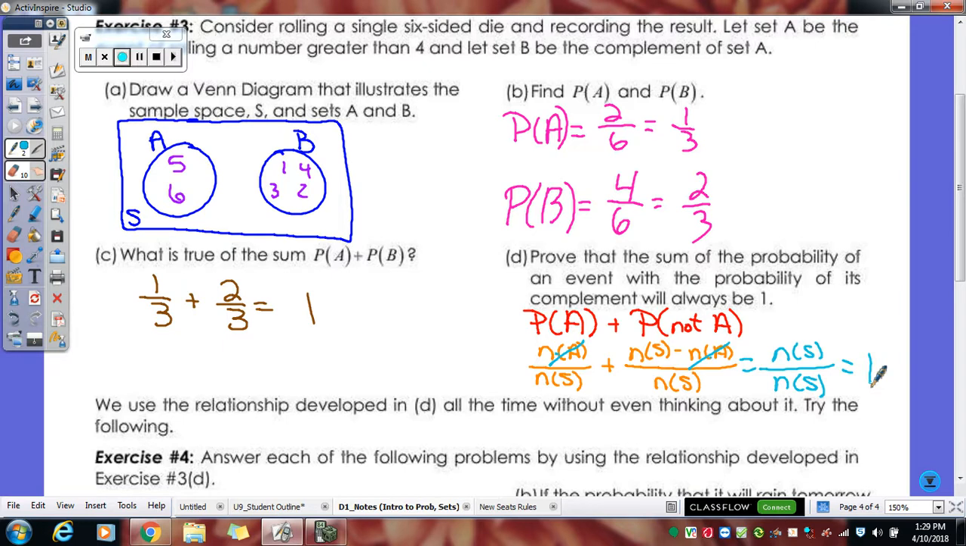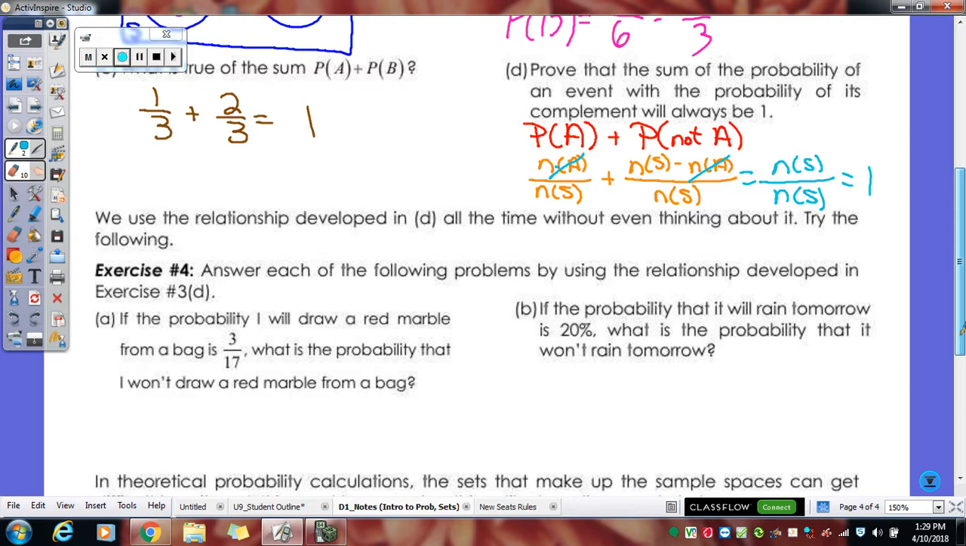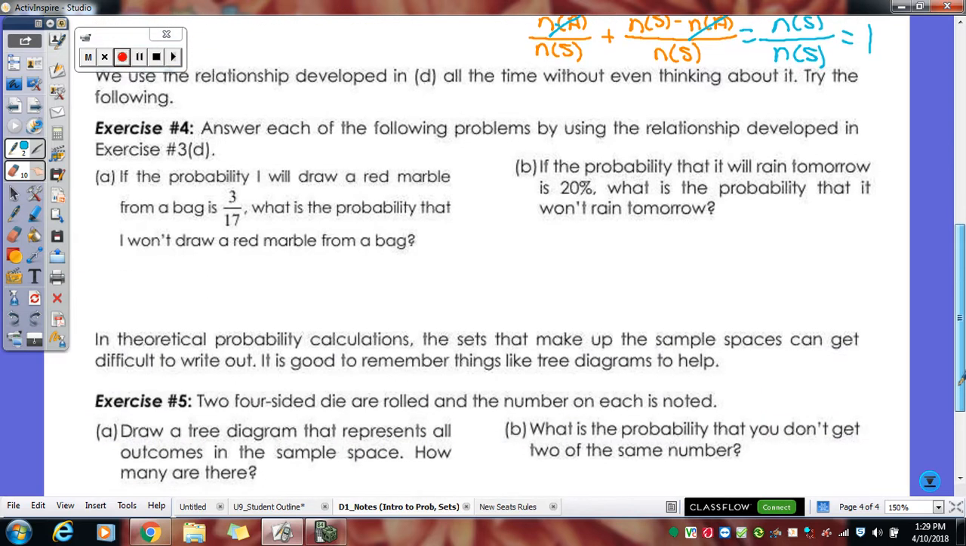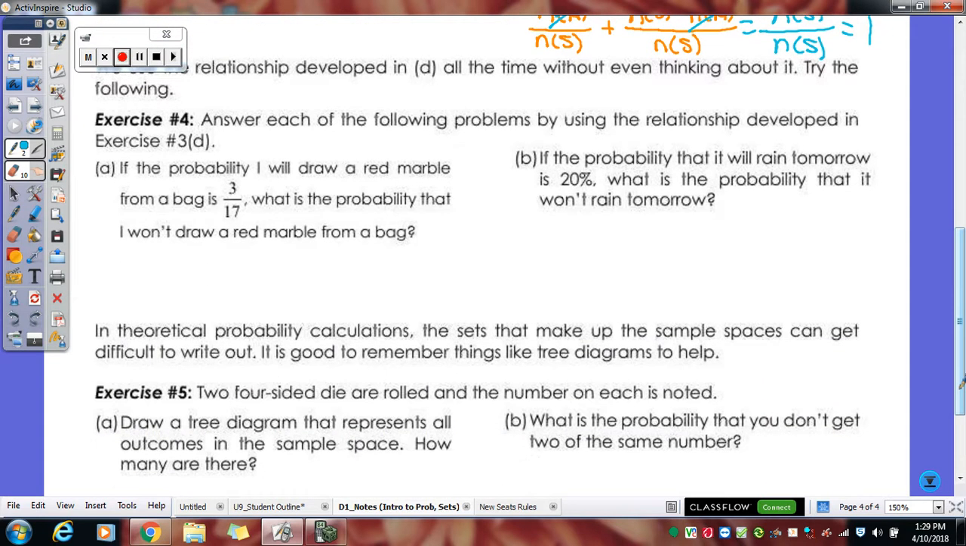So we actually use this concept a lot without even realizing it. If we look at example 4, we're going to answer these questions using that theory. If the probability I draw a red marble from a bag is 3 out of 17, what's the probability that I will not draw a red marble out of the bag? You take 1 whole, subtract the probability of getting the red, and we get 14 out of 17, which is its complement.